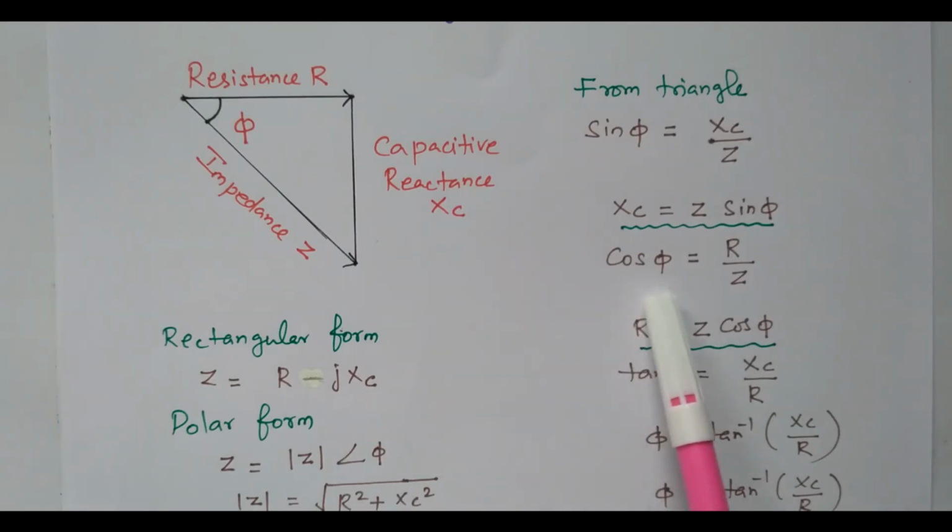Similarly find the value of cos φ. Adjacent side by hypotenuse, adjacent side is R, so R by Z. Cross multiply, so R equals Z cos φ.